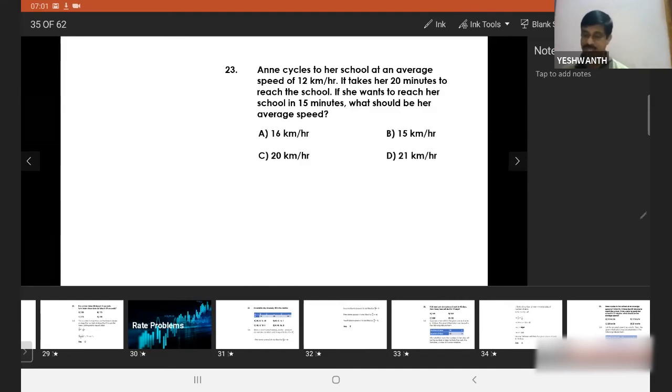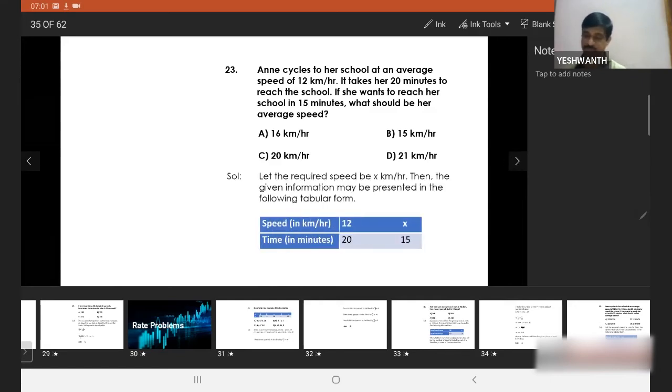So again, see, 12 kilometers per hour speed, 20 minutes. If she has to reach early, it means speed should increase. Time is decreasing, speed is increasing. So now look at the arrangement, what we do.